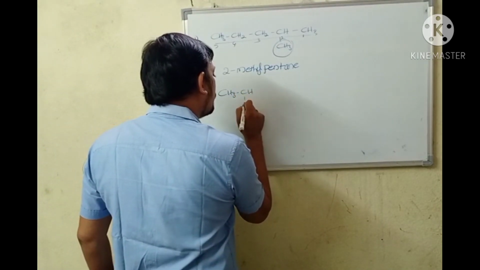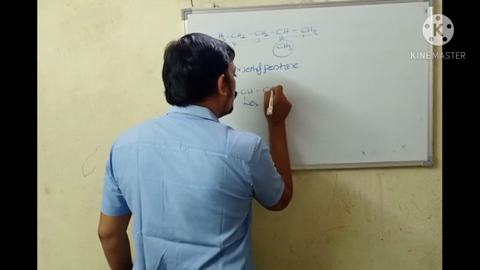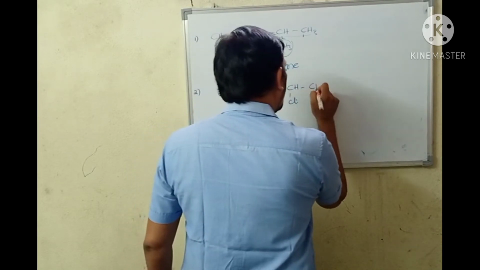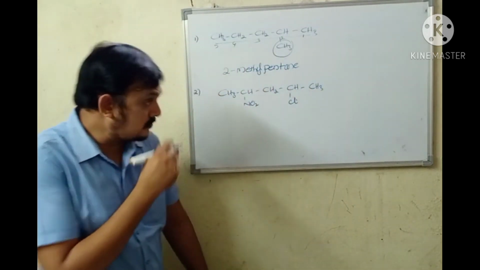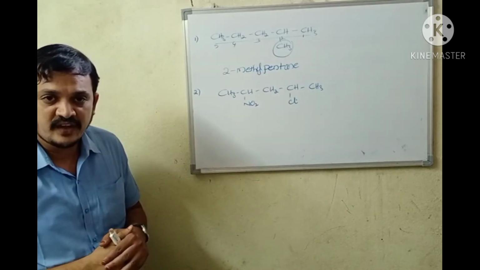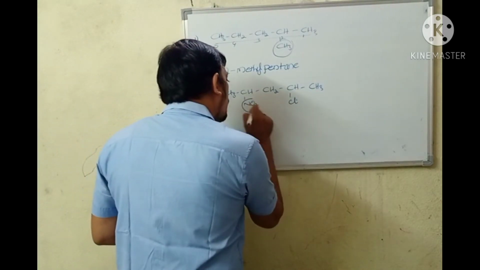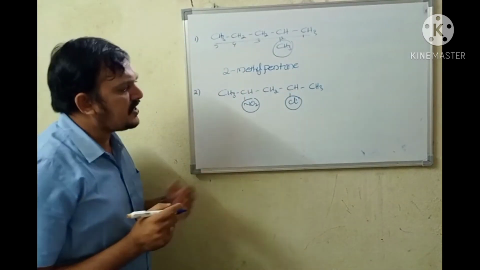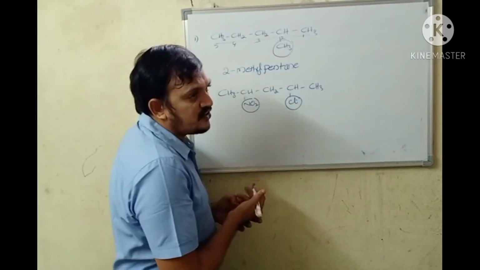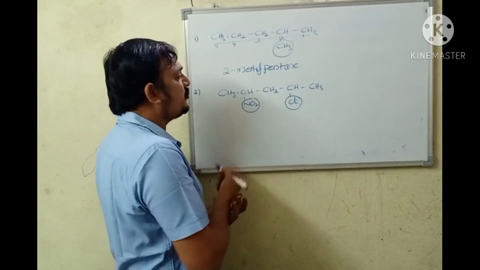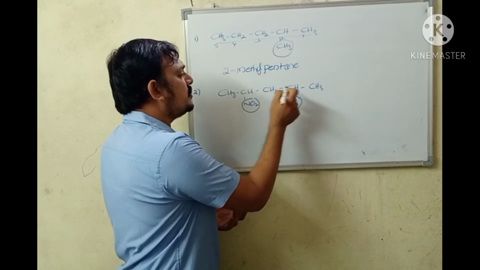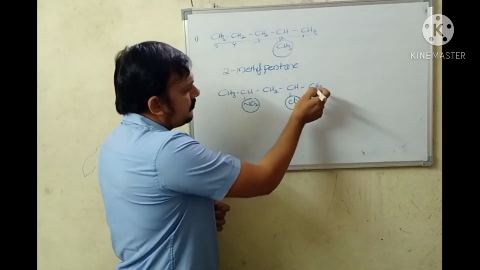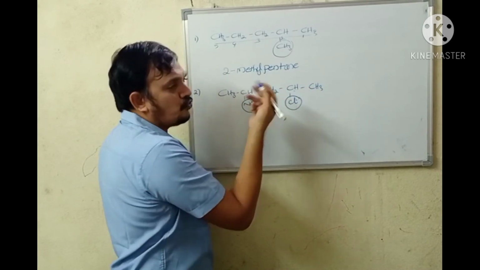CH3, CH, NO2, CH2, CH, Cl, CH3. In this compound also no functional groups are there, only substituents. NO2 is one substituent and chlorine is another substituent. While numbering, you should take care that the sum of the locants must be lowest. So you number from left to right, 1, 2, 3, 4, 5, 2 plus 4, 6. Right to left, 1, 2, 3, 4, 5, 2 plus 4, 6.